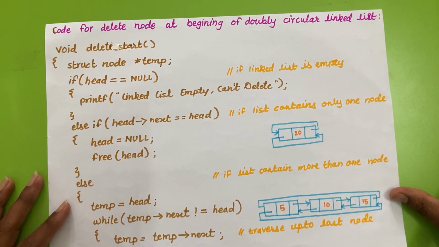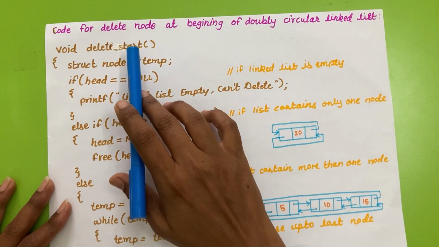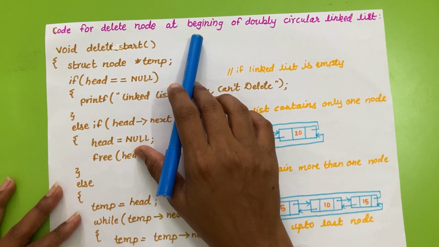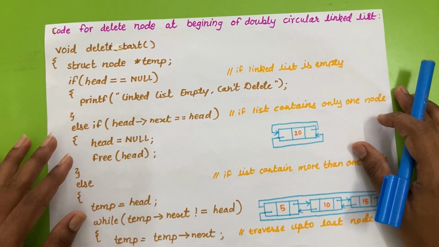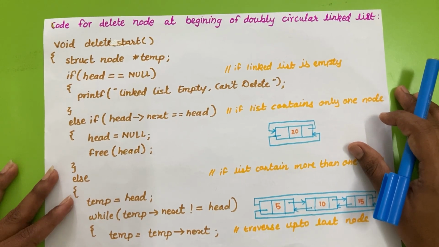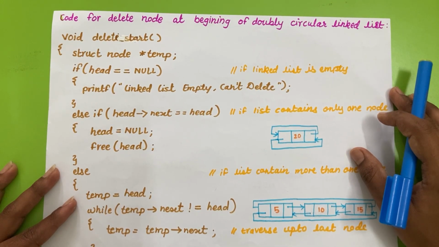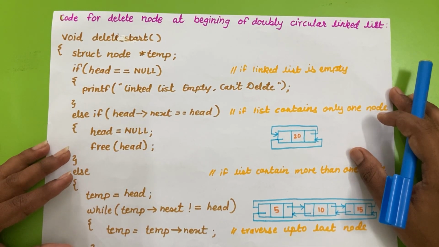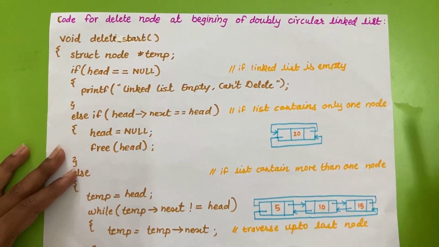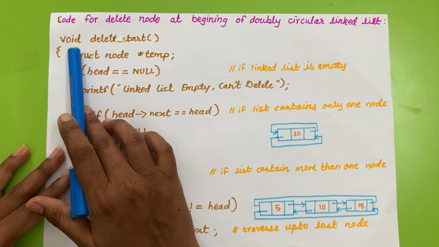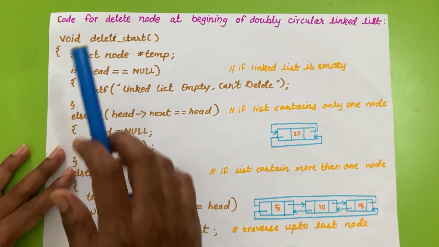Now the next code to be discussed related to doubly circular linked list is deletion of a node at the beginning of the circular linked list. Means first we have to delete the node present at the start of the linked list, that is, we have to delete the head node of the doubly circular linked list. For that purpose I have taken here the function delete start.